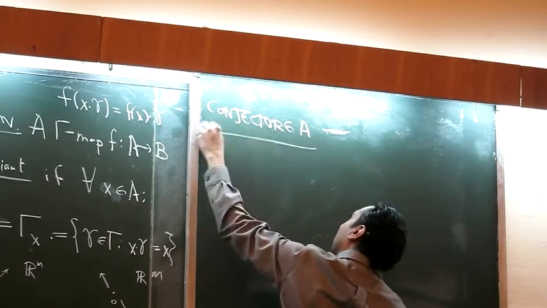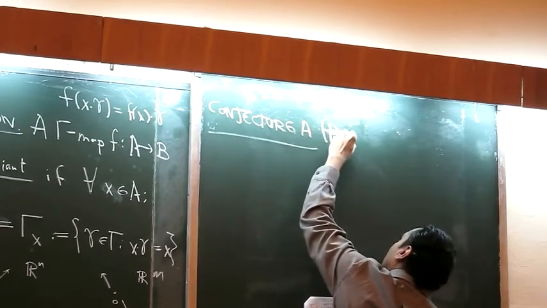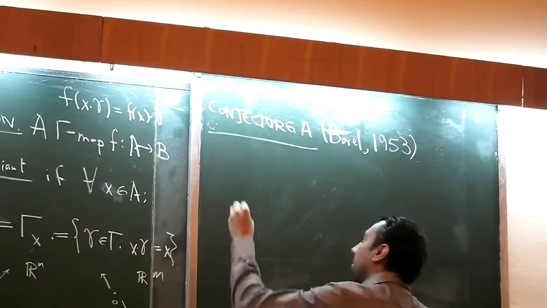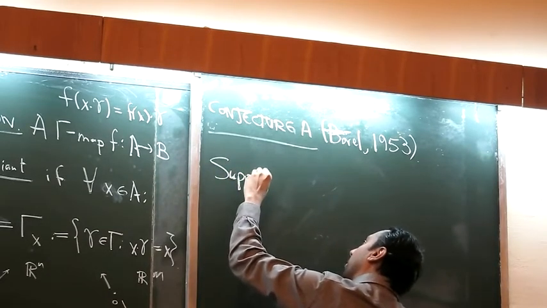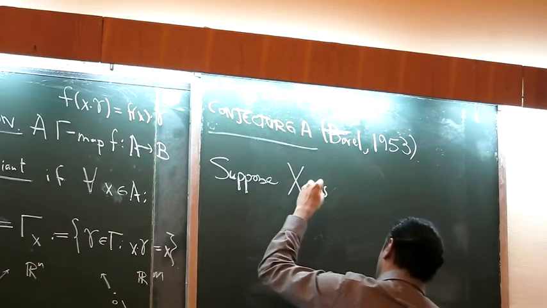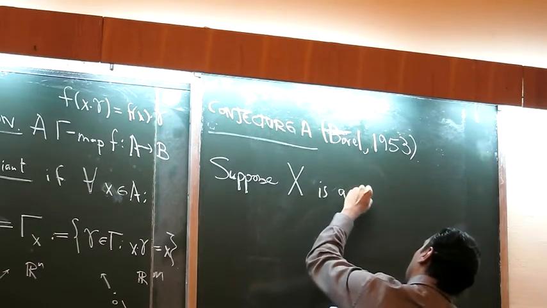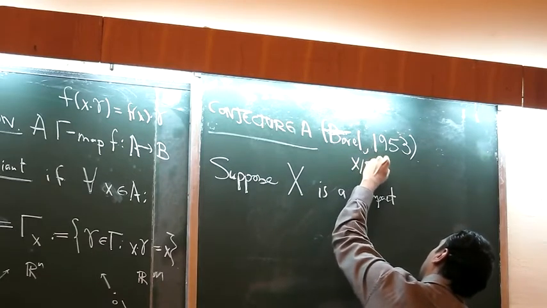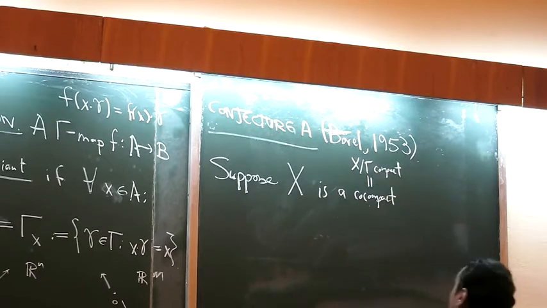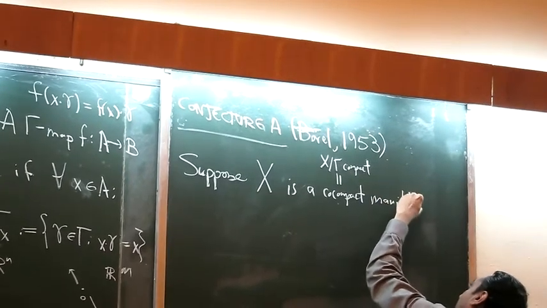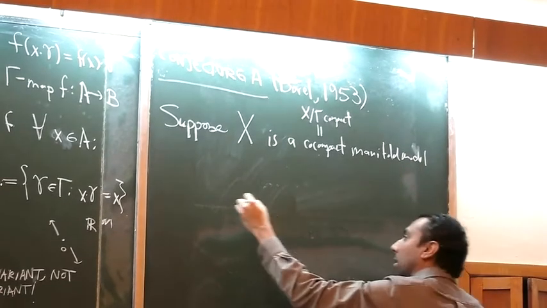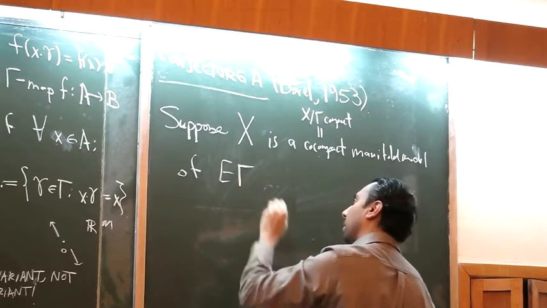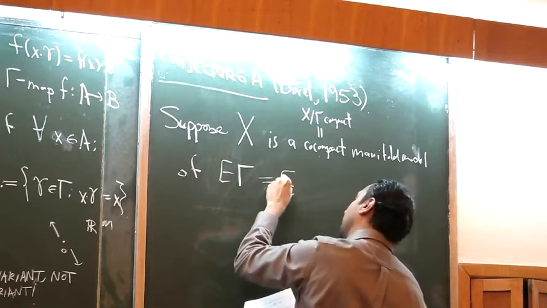So the classical Borel conjecture, I think this is the modern language. So suppose X is a co-compact manifold model of E gamma. Co-compact means X mod gamma is compact. So this is the same thing as E of the trivial group gamma.